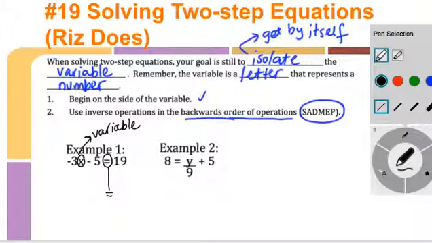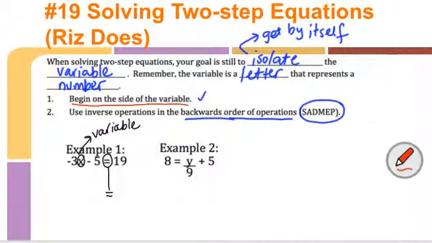Alright, so now what I also say in these notes is that I'm going to begin on the side of the variable. So begin on the side of the variable, that means this negative 3x minus 5 part. Now I'm going to read out loud what this actually says. It says negative 3 multiplied by x, right? When a number is right next to it, that means multiplication, subtract 5. Negative 3 multiply x, subtract 5.